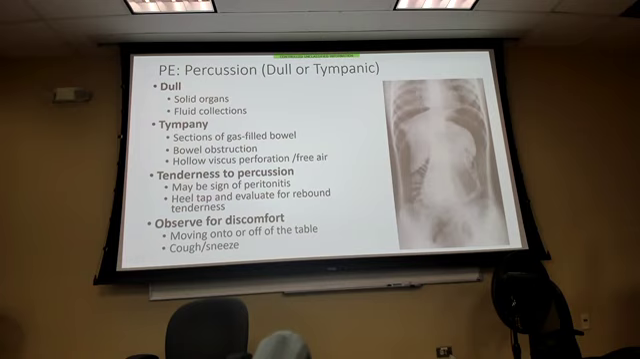Alright, percussion. Dullness over solid organs, tympanic over everything else. Gas filled, so over your gastric bubble, you should have a little more tympanic versus over your liver. Tenderness to percussion, most likely peritonitis. If you have tenderness to percussion, you should be doing a heel tap and you should be doing rebound testing. Most likely it's going to be positive.